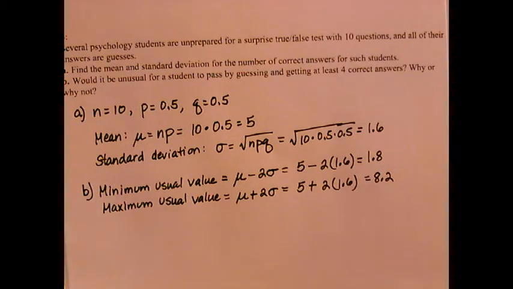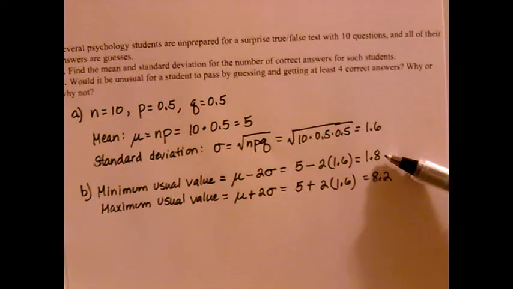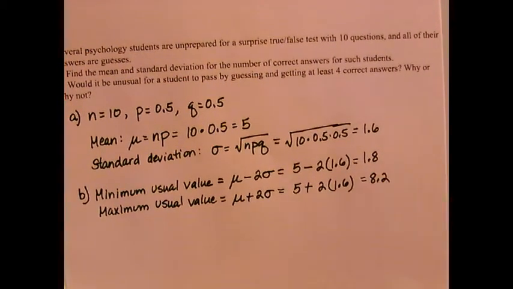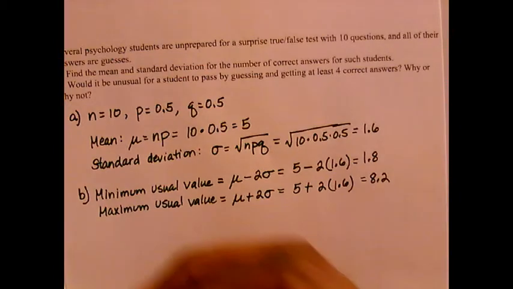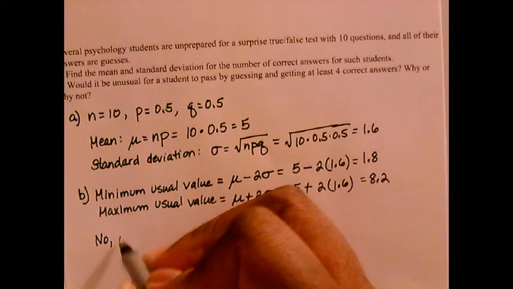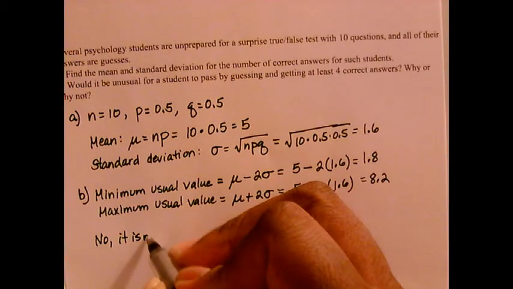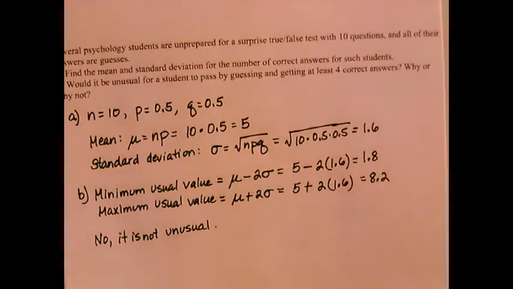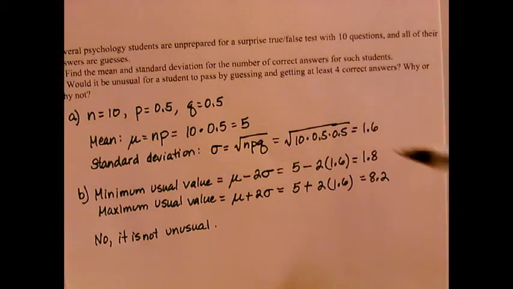Now, would it be unusual to get at least 4 correct answers? And in this case, the answer would be no, because 4 falls between these two usual values of 1.8 and 8.2. So in this case here, we can say no, it is not unusual. And that's because the number 4 falls between 1.8 and 8.2.